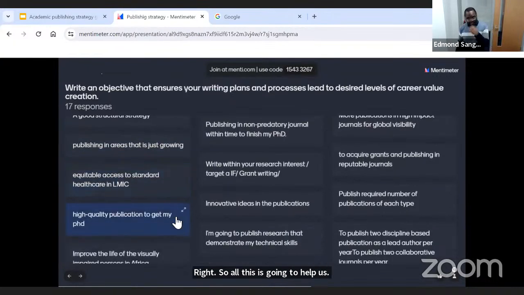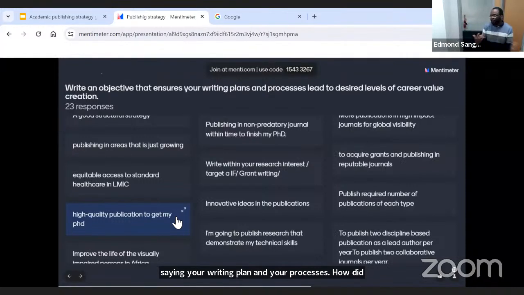Equitable access, that's again a research area. So what is your strategy? Your research process, we are saying your writing plan and your processes. How do they demonstrate the value that you're creating, right? I can talk about forming a network of researchers so that we can share innovative ideas together and collaborate.